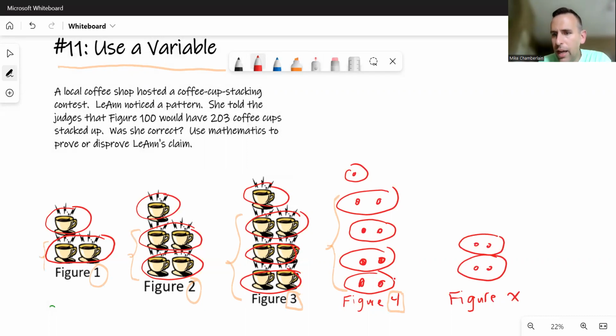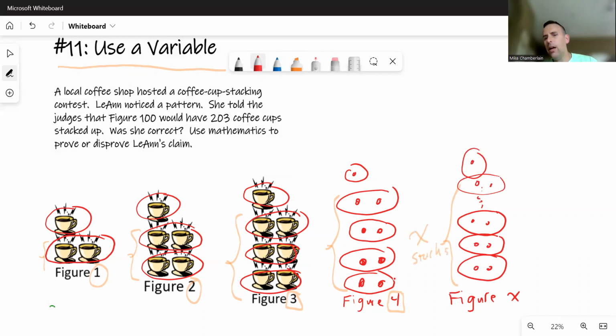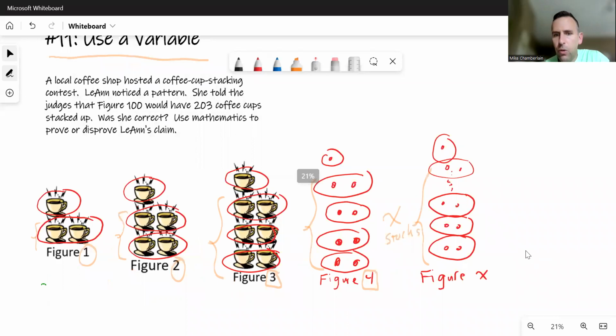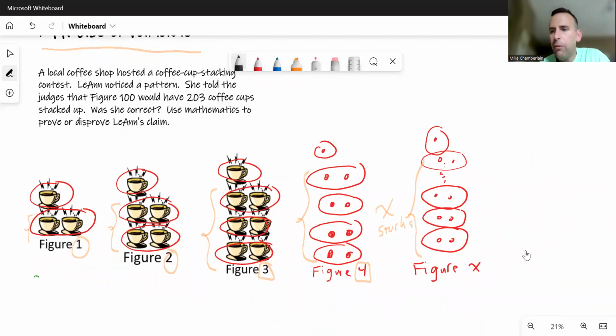Now, how do I draw X stacks? I can't really draw it. So I'm just going to put dot, dot, dot, like use your imagination. There's some number of stacks. I don't know how many stacks. So I'm just going to say there's X stacks of 2, but then we always have 1 more coffee cup on top. All right, now how do we write a variable or expression for that? Well, we might think about how we would write expressions for the ones with the numbers first.